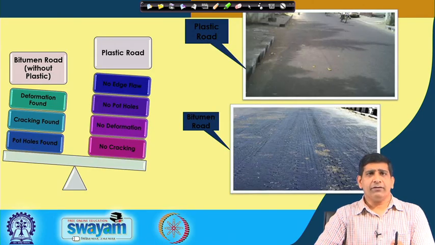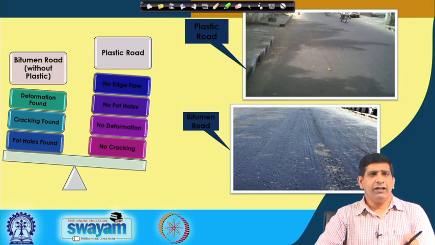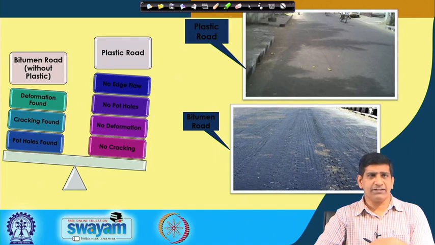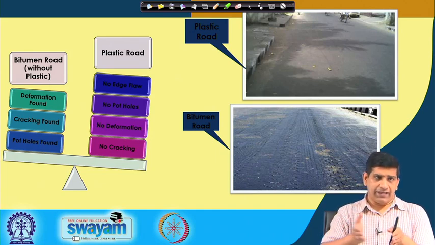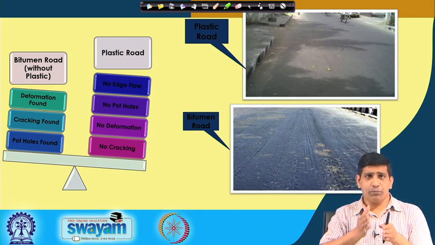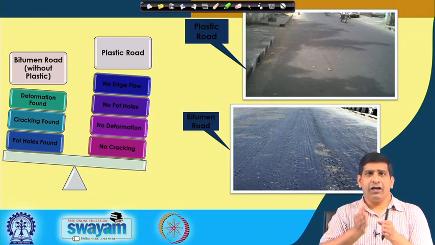When you compare plastic roads with non-plastic roads, in both cases bitumen is there, but one is a bitumen road with plastic and the other is a bitumen road without plastic. You can see those two pictures. The top one is with the plastic and the bottom one is without plastic.